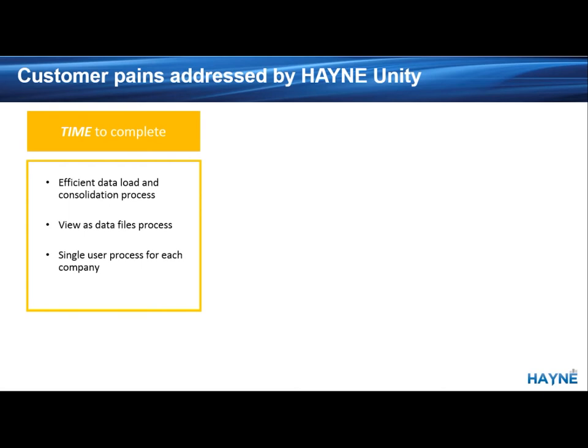Some of the pains addressed by Hayne Unity, in terms of time to complete: we now have an efficient data load and consolidation process, which we can view as the data loads into controller. There's a single user process for each company, which simplifies the whole data load process. At the end of the day, this provides more time for individuals to perform analysis and provide insight for decision makers, doing the high level tasks we want them to do rather than manual tasks which add little value.